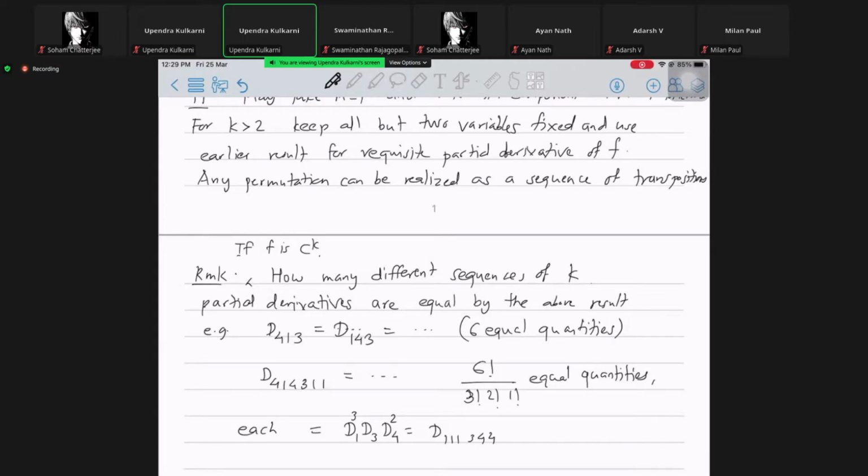And so we might as well combine them into a single term. And so this is the count about what coefficient we are going to get. All right, that's all that is happening over here.